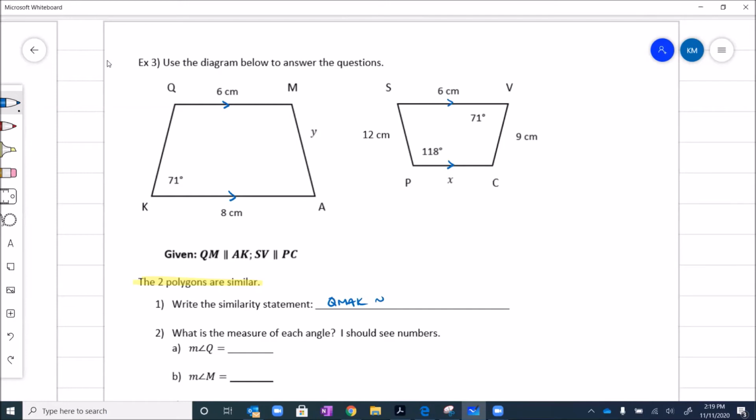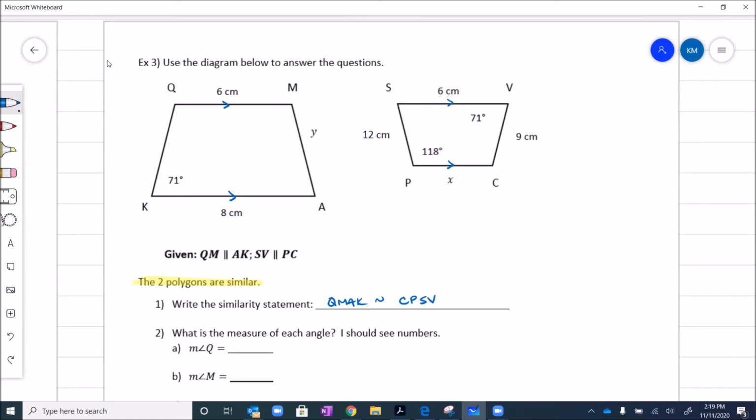So I'm going to say CPSV. Remember that we want to either name it clockwise or counterclockwise, not like we're reading a book. So clockwise here, CPSV. Okay.